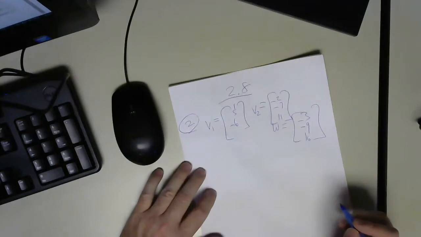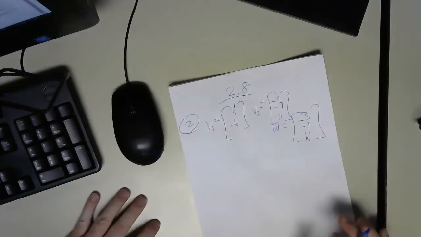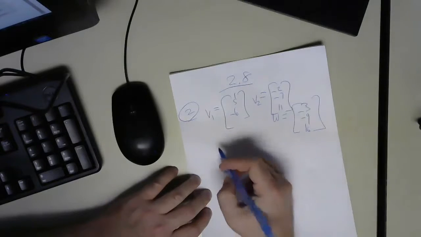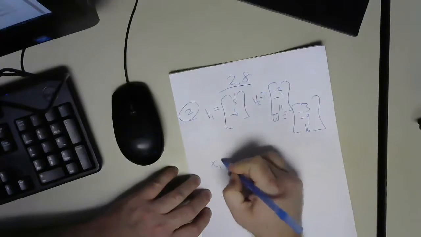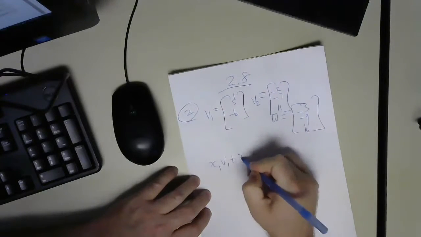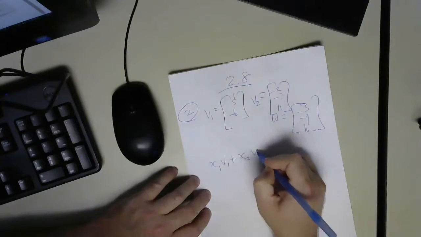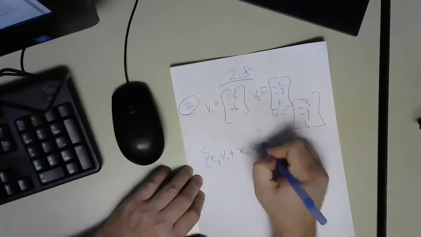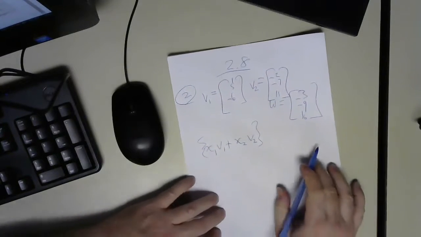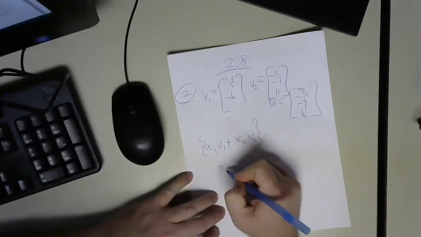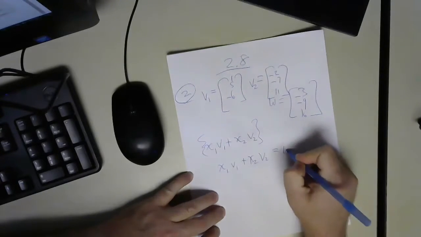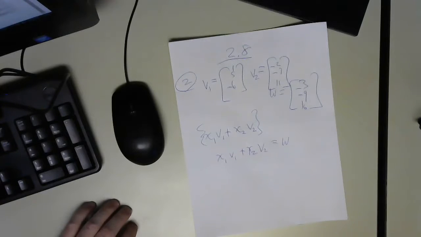Determine if W is in the subspace of R3 generated by V1 and V2. Okay, so the subspace generated by V1 and V2 looks like this. It's really the set of all linear combinations of V1 and V2. So that's the subspace, the set of all those vectors. All right. So really the question is equivalent to asking, is there a solution of the system x1 v1 plus x2 v2 equals w? If you can find x1, x2 that satisfy that equation, then w is in the subspace.